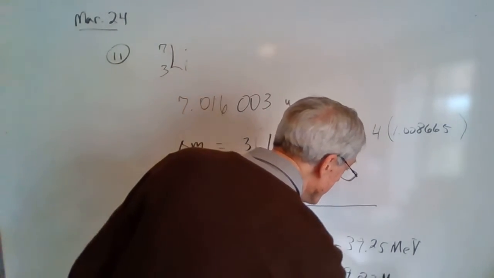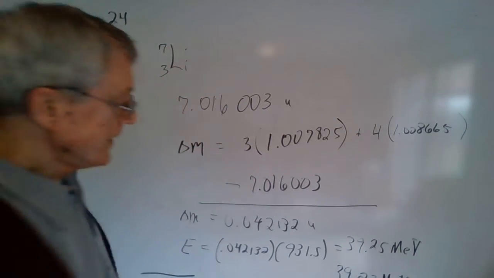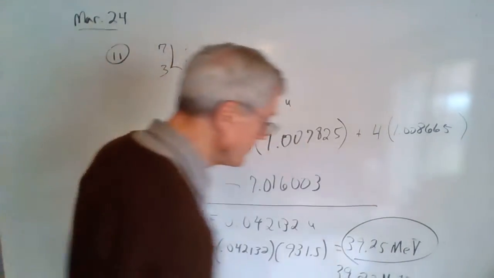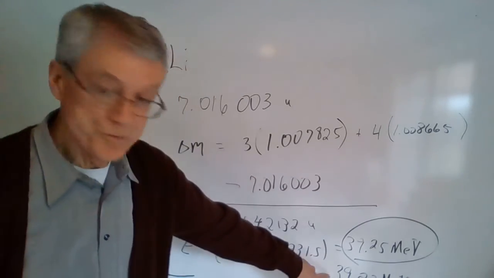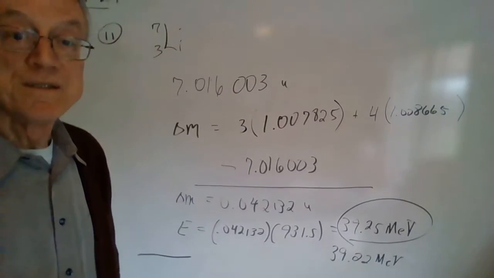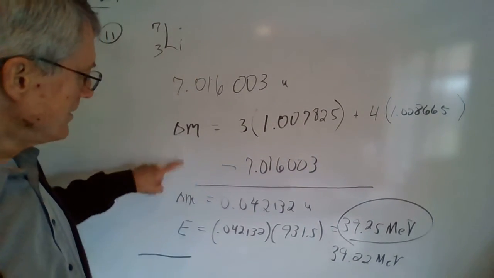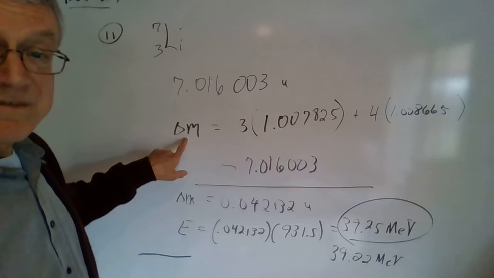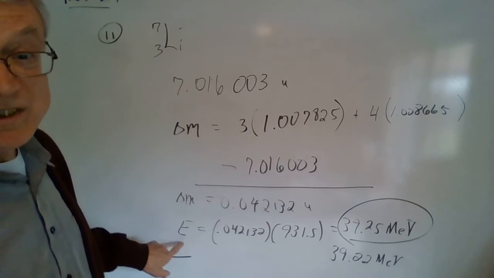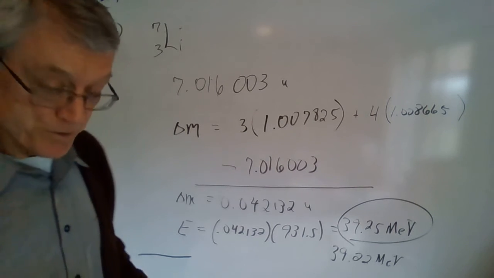39.22 mega electron volts. Okay, so that's the answer. That answer, I believe, is the one in the back of your book. This one would have been fine as well. Can you see both of those? There you go. Now that's how you deal with mass defect, and that's how you find binding energy. It's as simple as that. It's just a matter of doing the math.